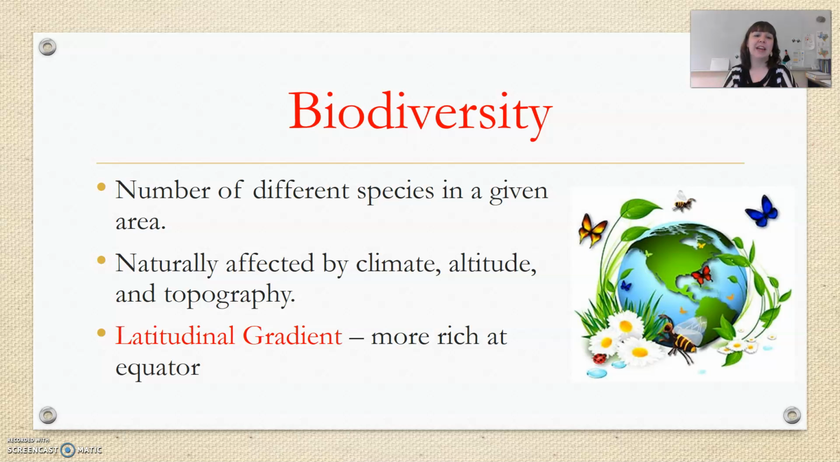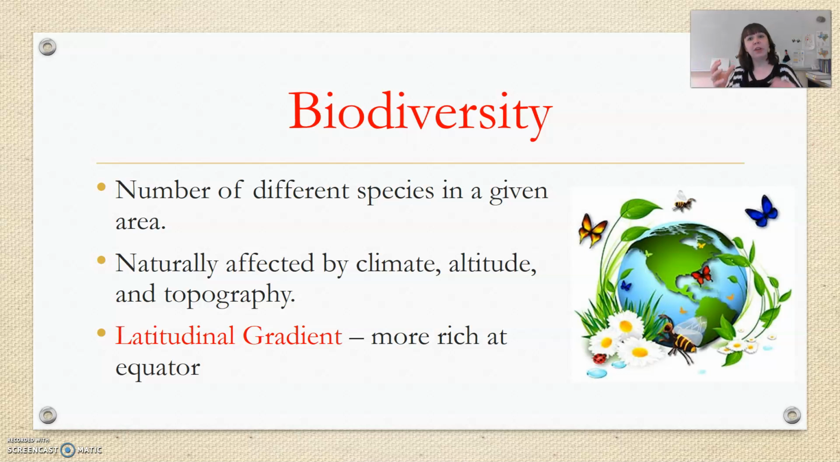That biodiversity is naturally affected by the local climate, the altitude, the topography. There are some biomes that are just better for life than other biomes. So like the Arctic tundra, very harsh conditions, very cold, not a lot of water. And so you don't get much diversity in the tundra compared to, say, the Amazon rainforest. The rainforest biome has plenty of water, plenty of warm temperatures, and it really encourages life to live there.